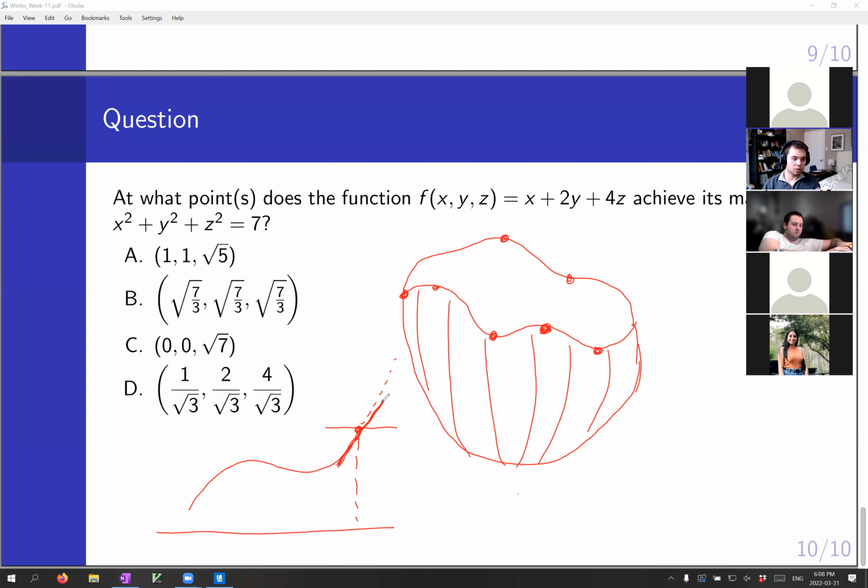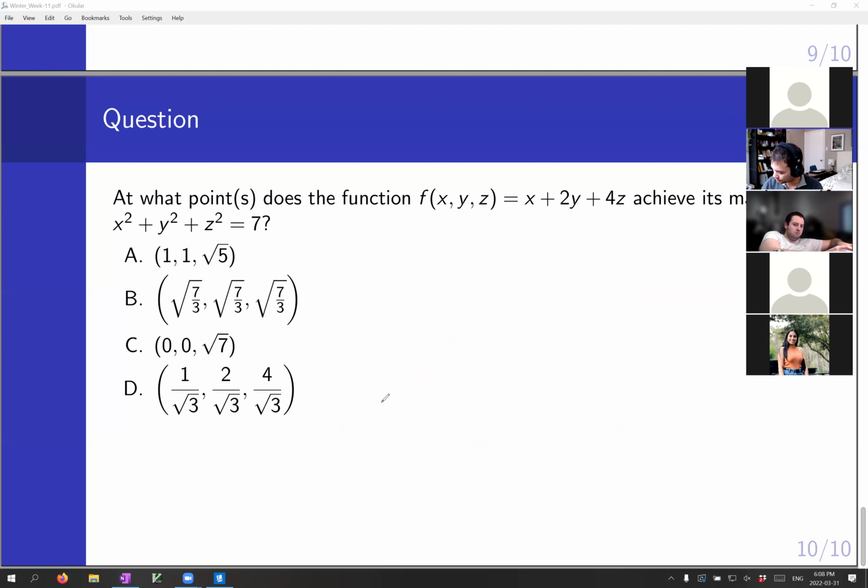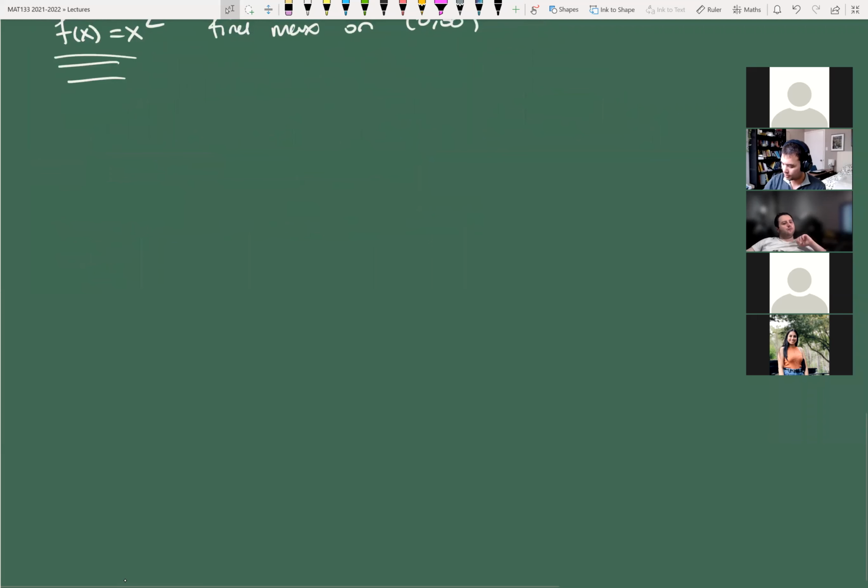Again, maybe that's one of those things where you could just plug it in and see how it works out. But how would you actually get this? If it wasn't multiple choice, how would you actually solve for this? So let's turn off annotate. All right, see Aziz.